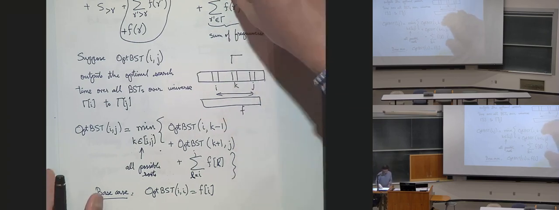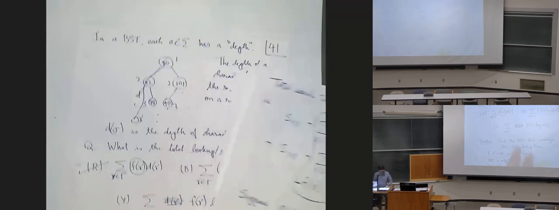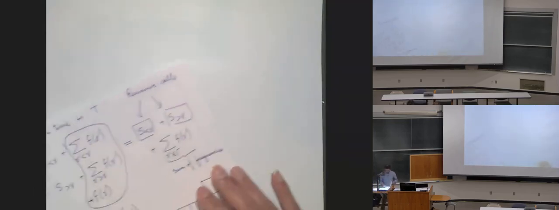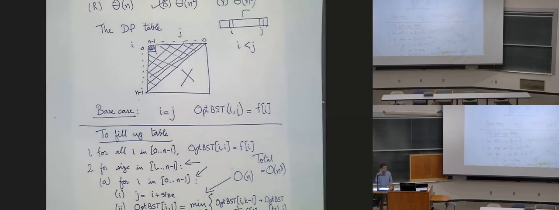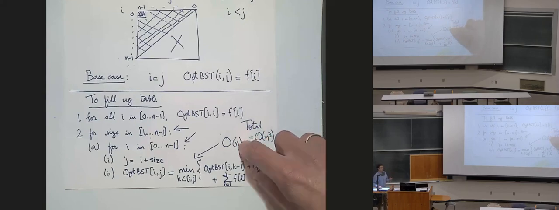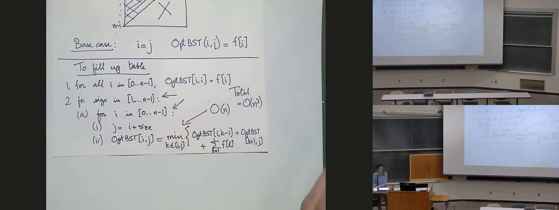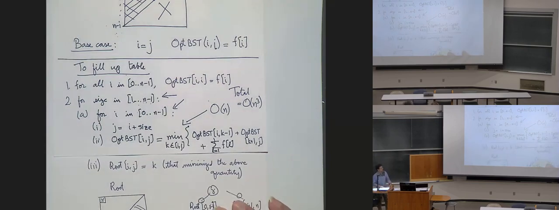Once you have this recurrence, you can write out the table, and the table in this case has size n squared. But filling each entry takes O of n time, because there's a for loop to fill it up. Put this all together, and this gives you the optimal binary search tree. To actually get the root, you have to get that choice in between. If you store the choice, you get the root, and from there you can build the tree. Okay?